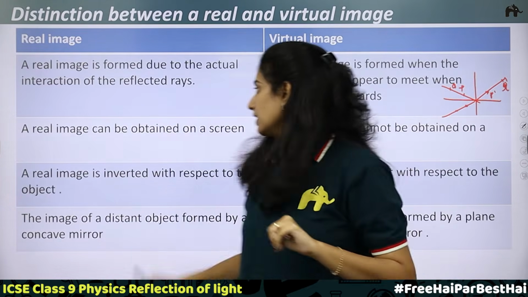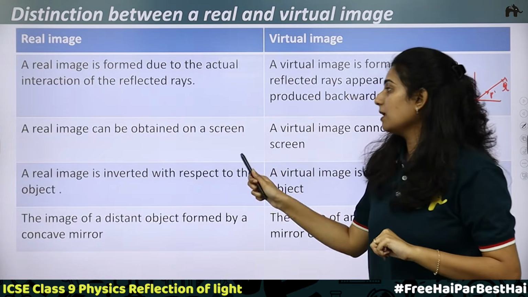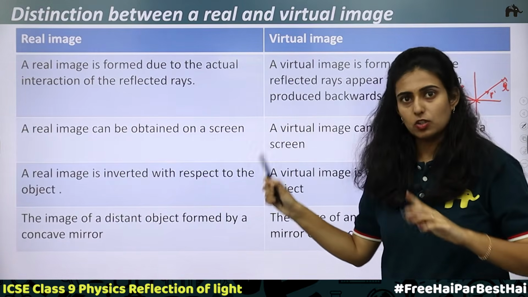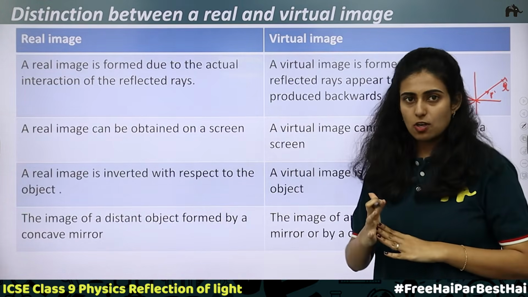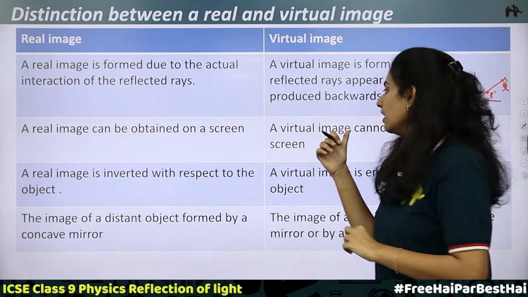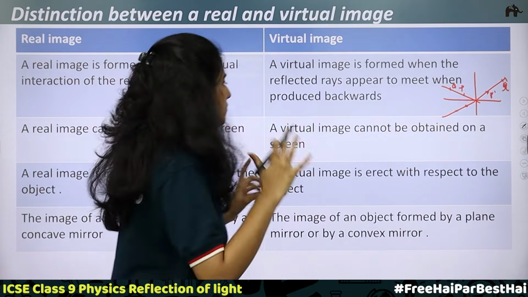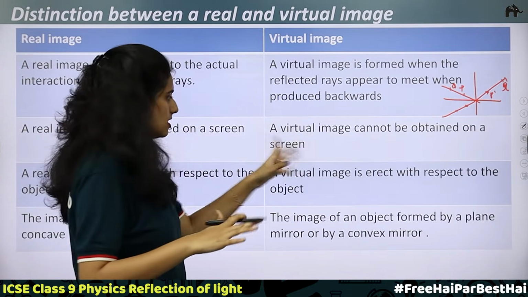Okay, now the second one: a real image can be obtained on a screen. You can keep a screen and a real image is obtained. We have seen this with the candle. Now, a virtual image is just a feeling. It cannot be obtained on the screen. This is the second point.